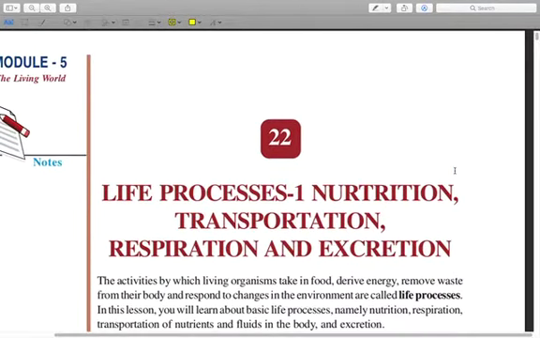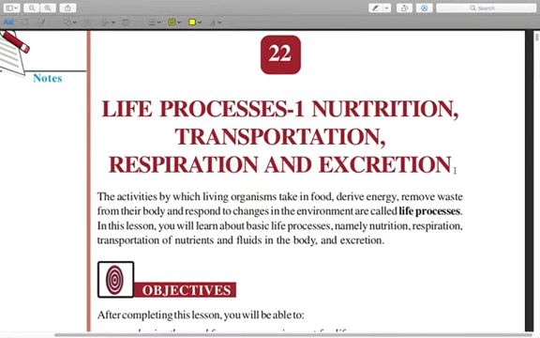lesson inshallah. So basically life processes, we know life, right? So we need living organisms, we take food. And why do we take food? Because we need energy in our body. And also when we take the food, the food is processed and waste are removed from our body, and there are many changes that happen in the environment. So how do we respond to that? So all these things, they come under life process.